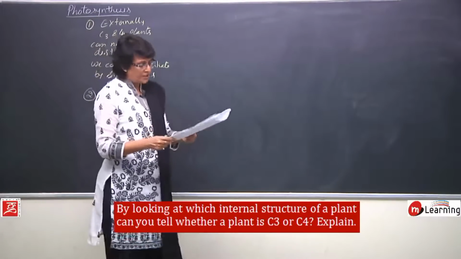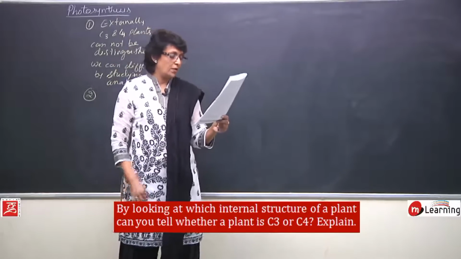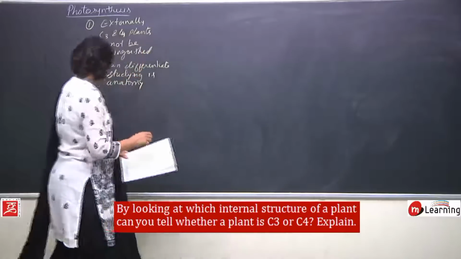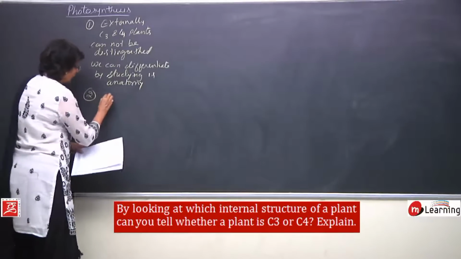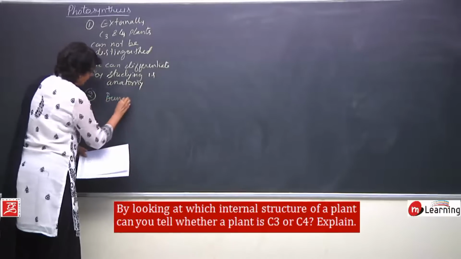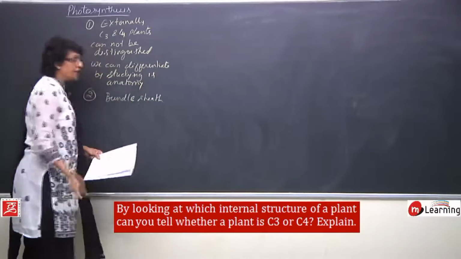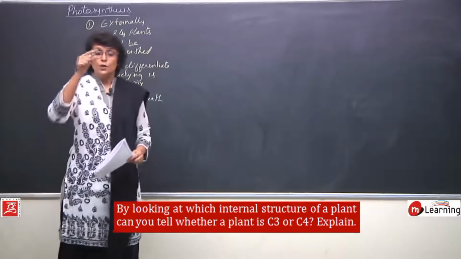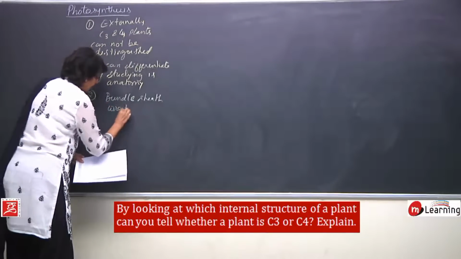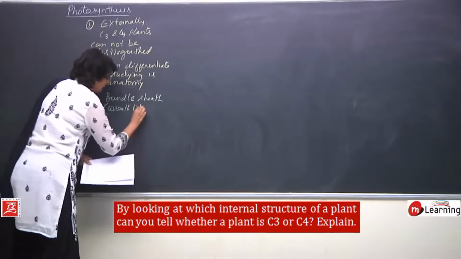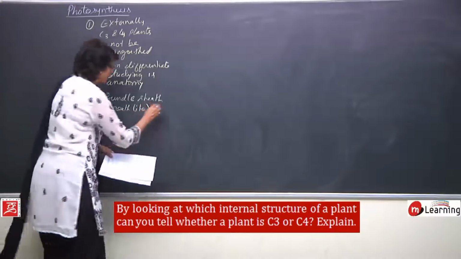By looking at which internal structure of a plant can you tell whether a plant is C3 or C4? Just now we were talking about this. So if the internal structure is the bundle sheath, which is wreath-like, then we can say it is C4.